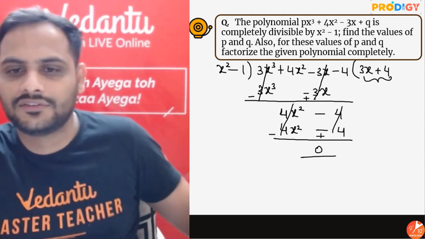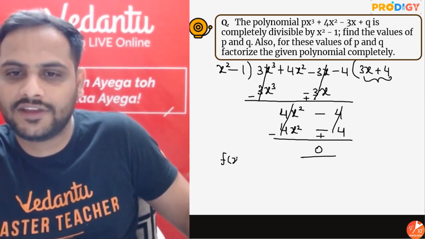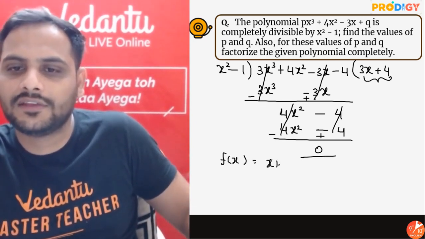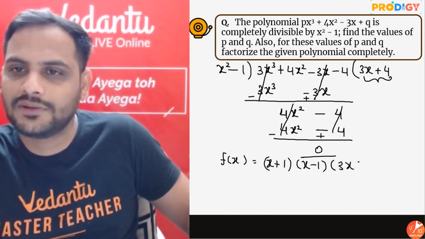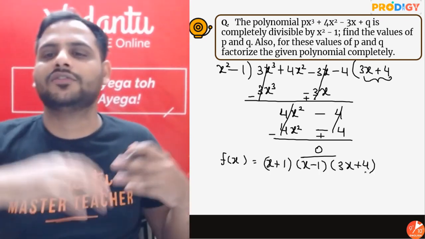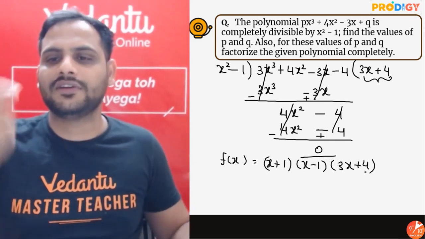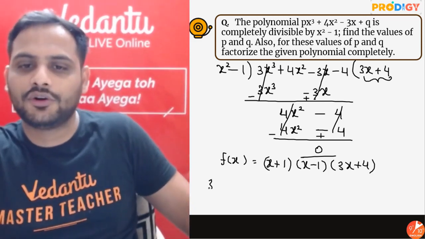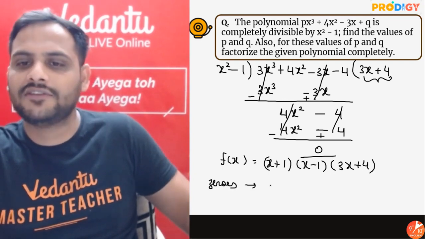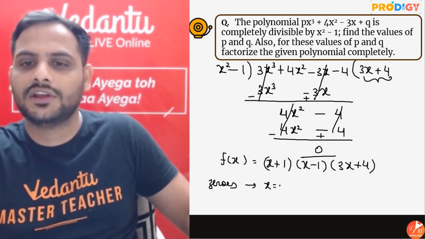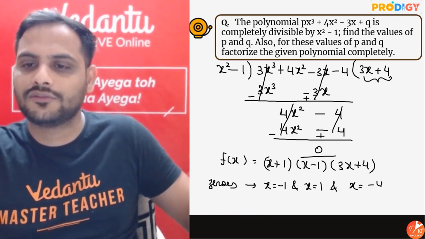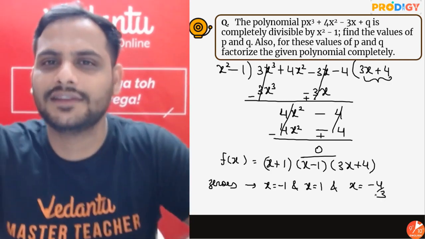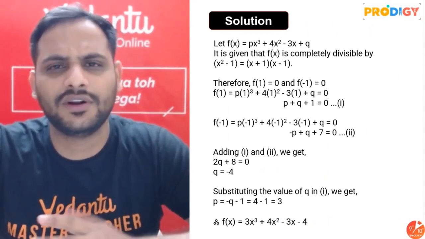Alright, so I can say, sir, this polynomial f of x can be written as x plus 1 into x minus 1 into 3x plus 4, and they want us to find out the values of p and q, and we have done the factorization as well. And if you want to find out the zeros, make the factors equal to 0, you'll get x equal to minus 1, and here x equal to 1, and here x is equal to minus 4 by 3. Done. So this is how these questions can be solved everywhere beta.